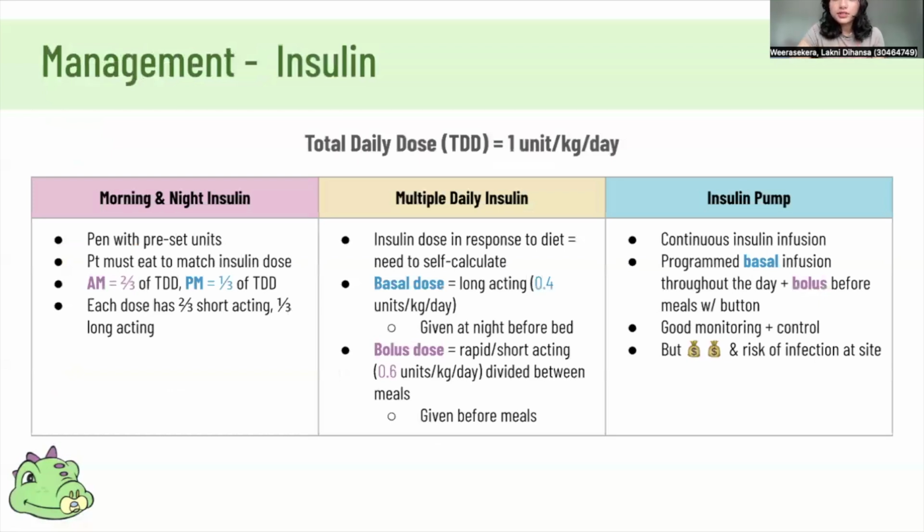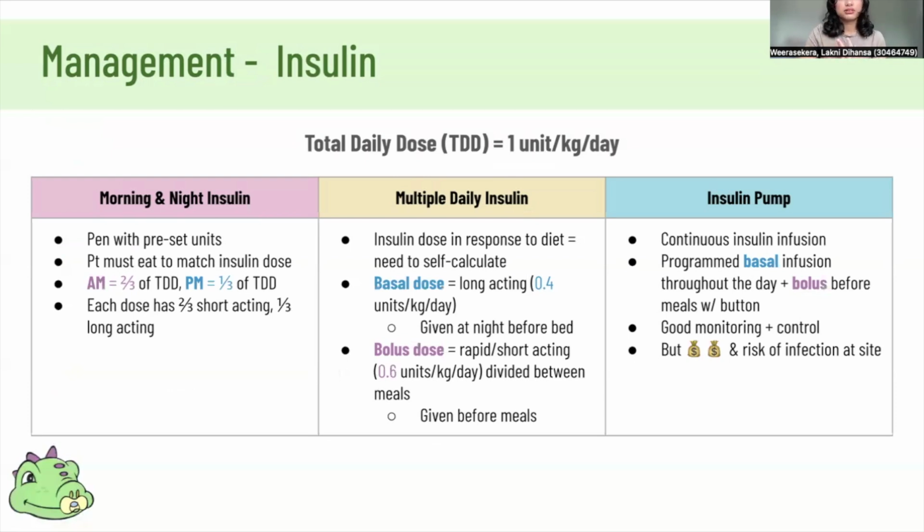Okay, so in terms of management, the main course of management is giving insulin. And I won't go through this slide in great detail, but a couple of things that are really important to know is that regardless of how you give your insulin, there is a total daily dose of insulin that is recommended. So this is 1 unit per kilogram per day.